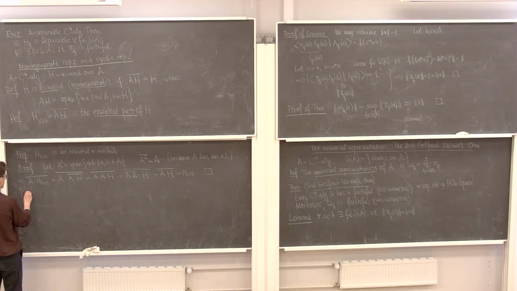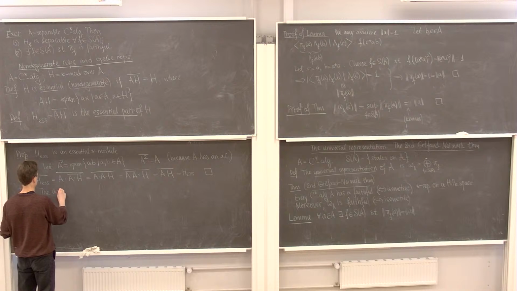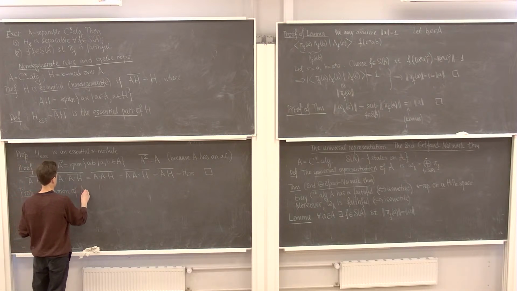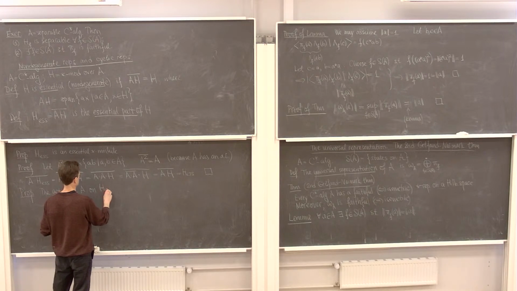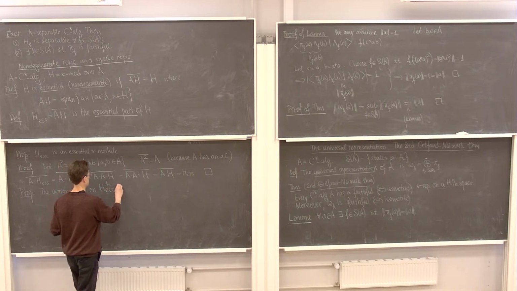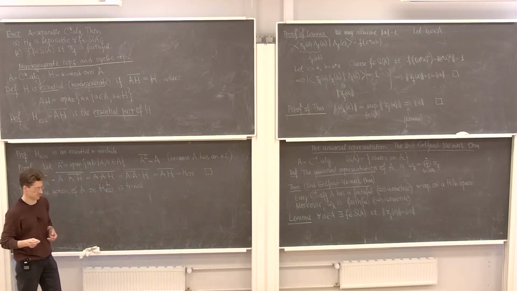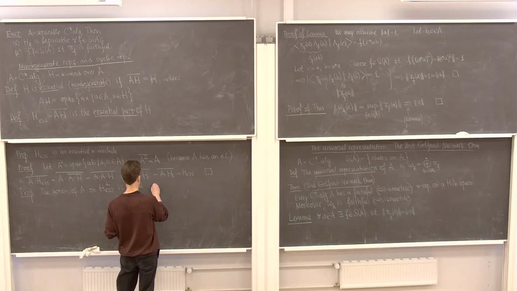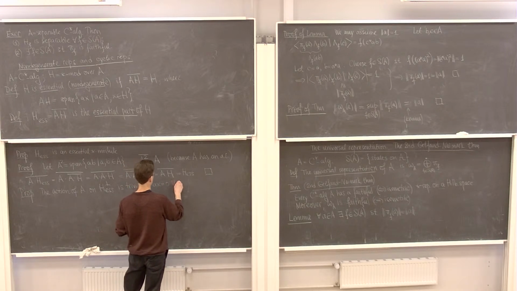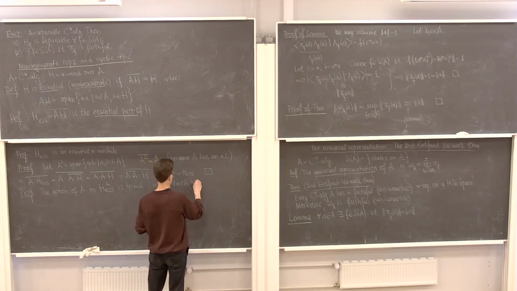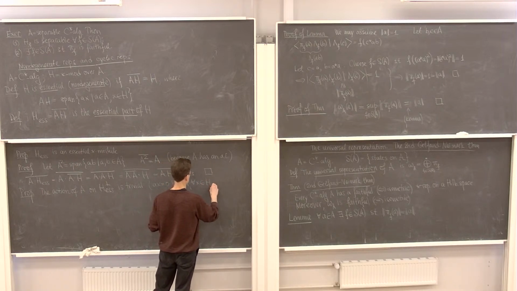Moreover, I claim that the action of A on the orthogonal complement of the essential part is trivial. Trivial means that it is the zero action. We have ax is 0 for every a, and for every x which is orthogonal to the essential part.